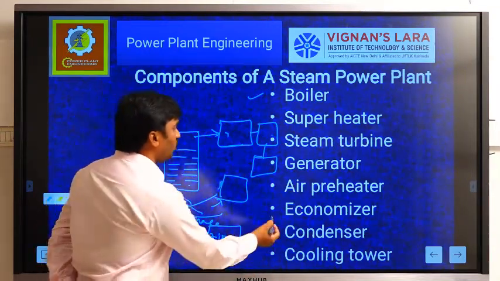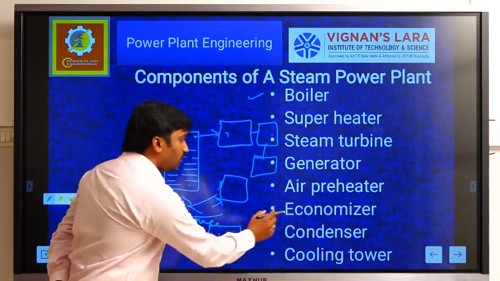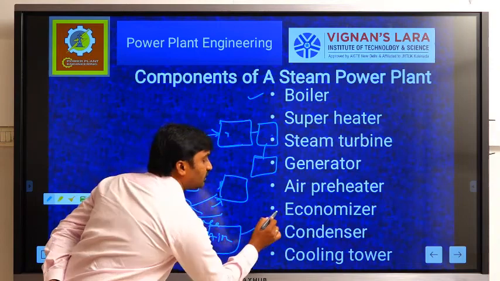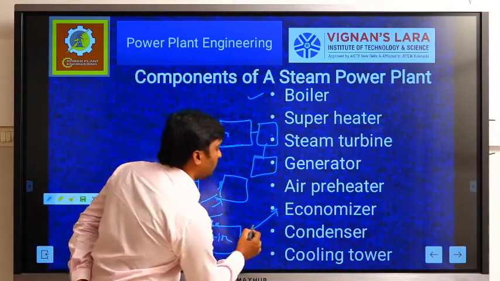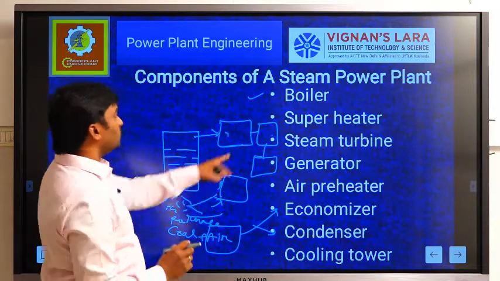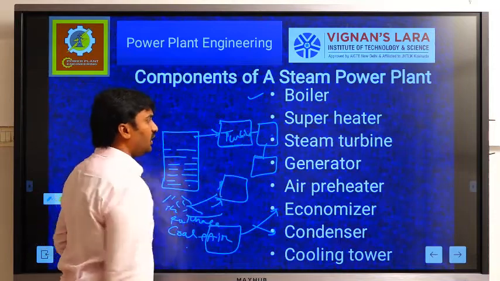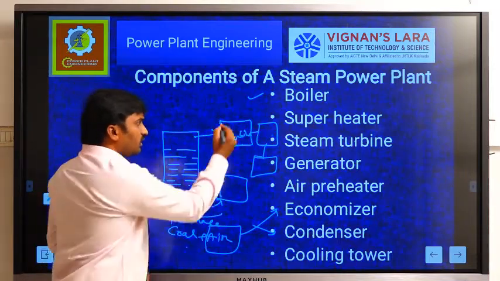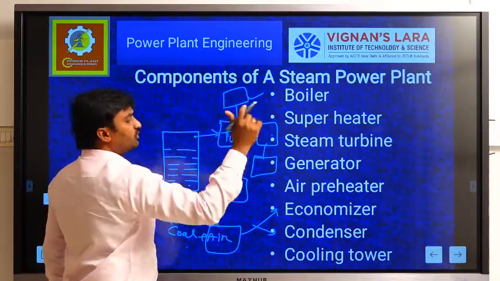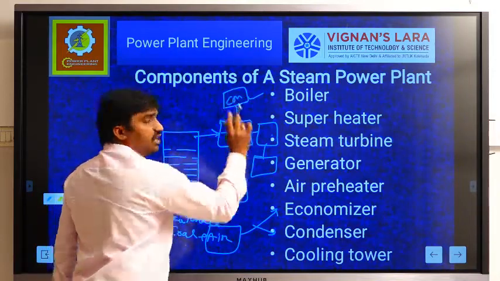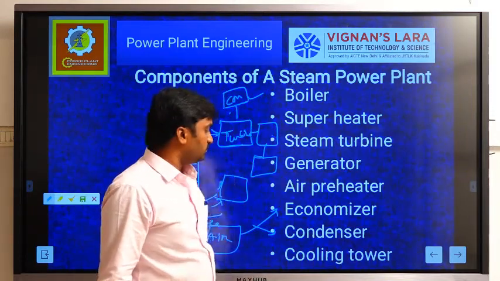And here we also have one more device, the economizer. The economizer is the same thing: it also utilizes the heat from the exhaust gases. And the condenser, we have already discussed. This is the turbine part. In the turbine, the steam is converted toward liquid form, but some amount of steam is still available. That's why we use a condenser here, and the condenser converts the steam into liquid form.